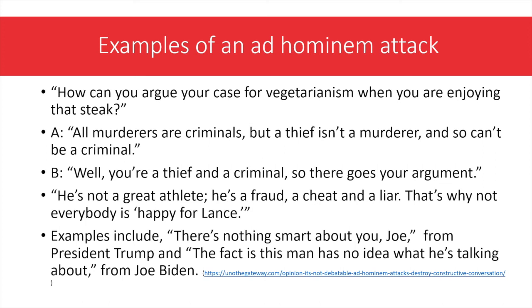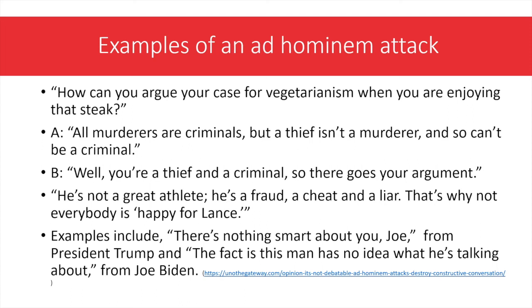Firstly, let's look at our first example. How can you argue your case for vegetarianism when you are enjoying that steak? This is undermining someone, especially if you are unable to find the points or the evidence to support an argument. The next example includes person A and person B. All murderers are criminals, but a thief isn't a murderer, and so can't be a criminal. Person B: Well, you're a thief and a criminal, so there goes your argument.